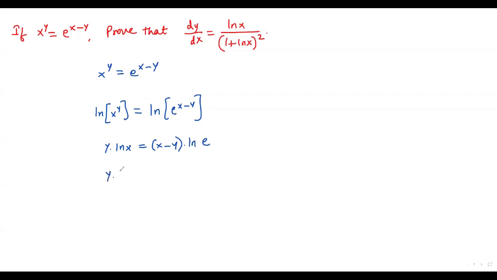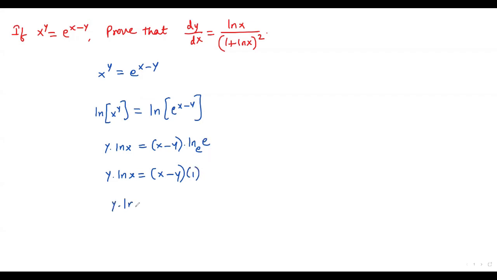Here y times ln x equals (x minus y), and here it's a natural logarithm. Whenever we write ln, everyone can understand it's a natural logarithm and its base is always e. In this logarithm the base is e because it's a natural logarithm, and the argument is also e. In any logarithm, if the argument and base are equal, then the value of such a logarithm is 1. So we can write 1 as the value for this logarithm.